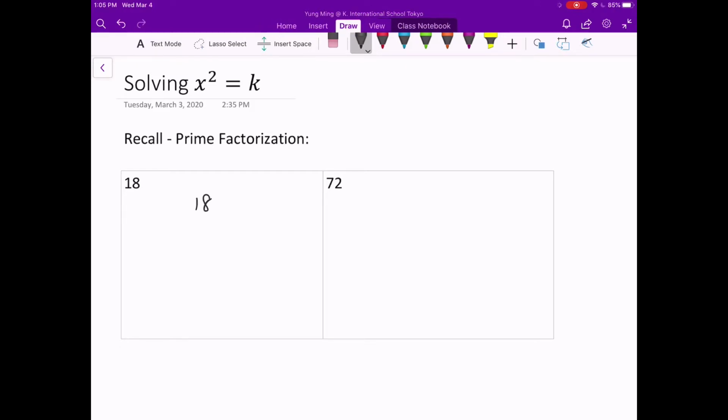So 18, here we go. We put that in the middle, put that little L shape over here, and then we look for what number can divide this 18 first. So we've got a 2 over here, and then a 9, and then a 3, and then a 3. So that means we can write 18 equals 2.3.3 over here.